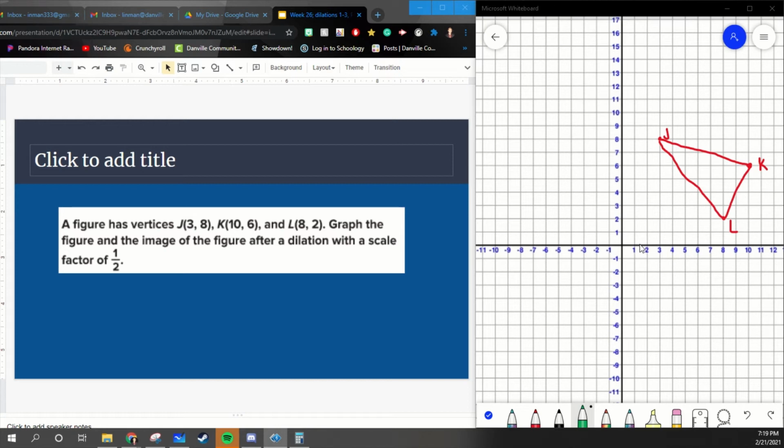I know that half of 8 is 4, so I'll go over 1 and 1/2, which is half of 3, and go up 4, and that is where our new J point, J prime, is. For K, half of 10 is 5, half of 6 is 3, so we have 5, 3, and that is K prime. Don't forget your prime notation.